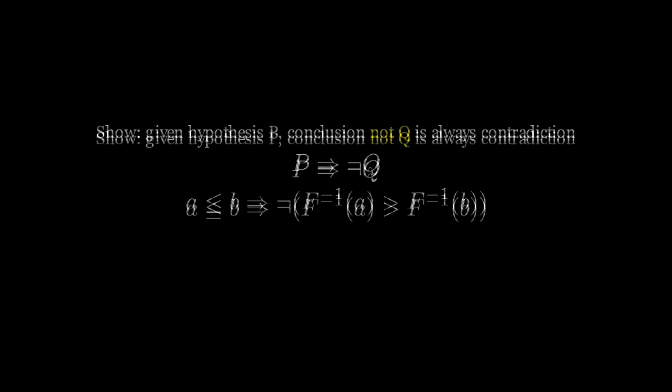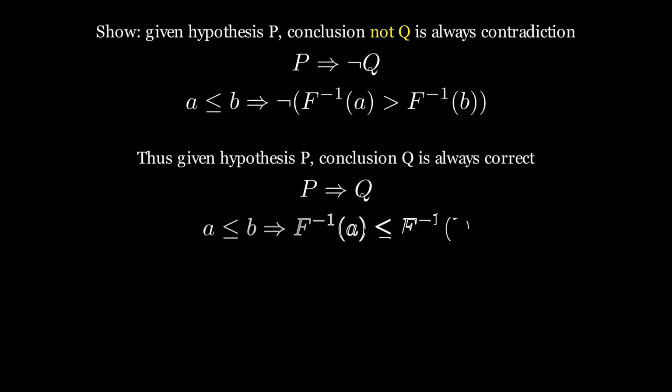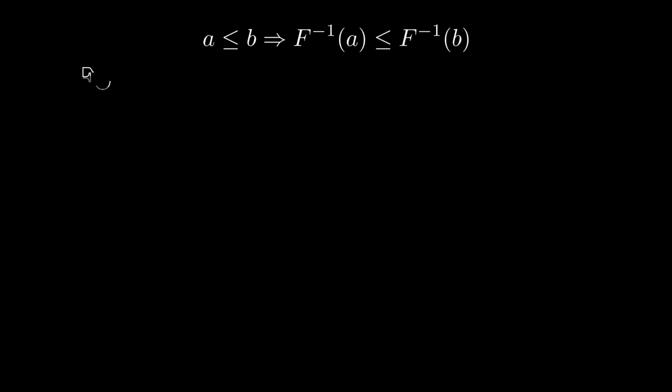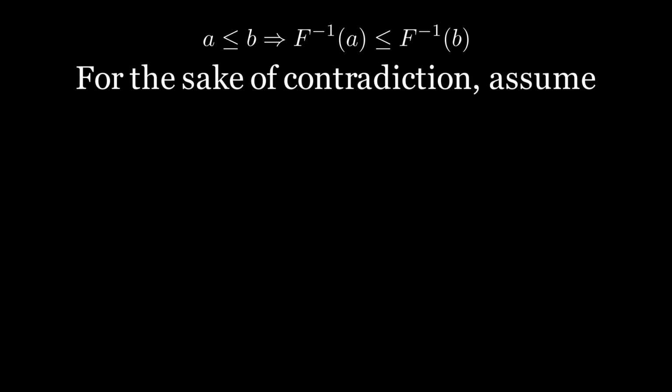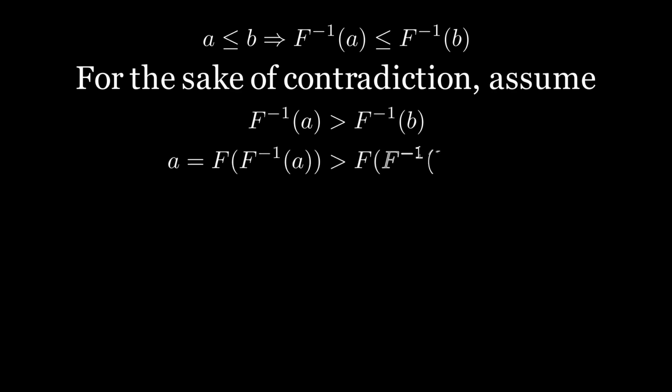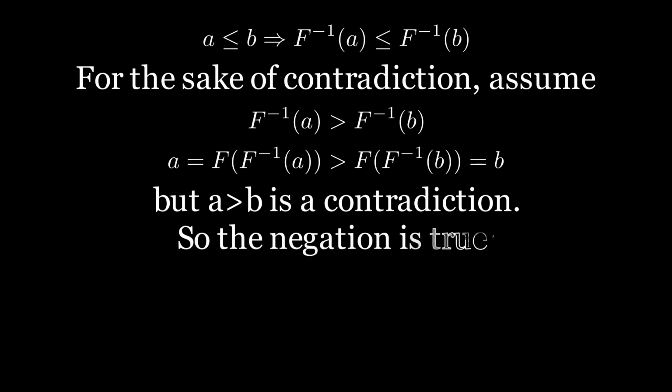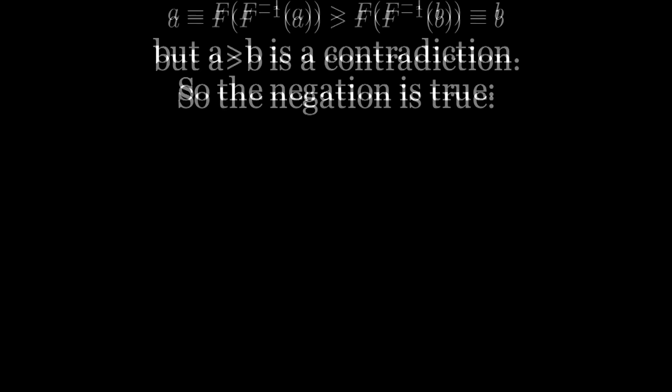To prove an if-then statement, we show that if hypothesis P, then not conclusion Q is always a contradiction. If the negated conclusion is always wrong given a hypothesis, then the unnegated conclusion is always correct. We can show that if A is less than B, F inverse of A is less than F inverse of B. For the sake of contradiction, we negate this statement and assume F inverse of A is greater than F inverse of B. We apply F to both sides and see that A is greater than B, which is a contradiction, so negating the contradictory statement must be true.